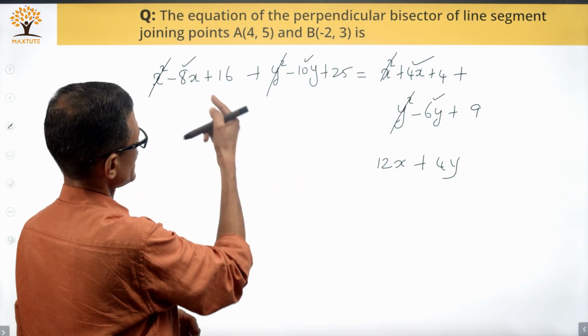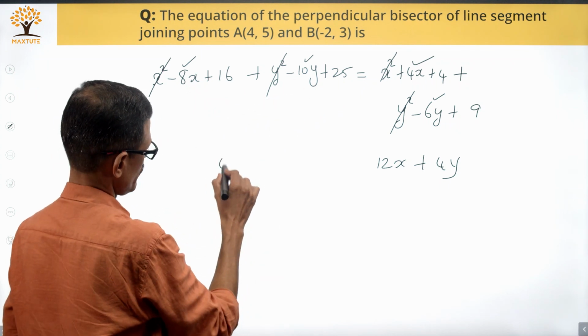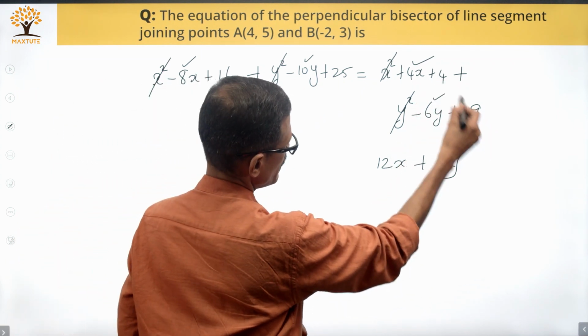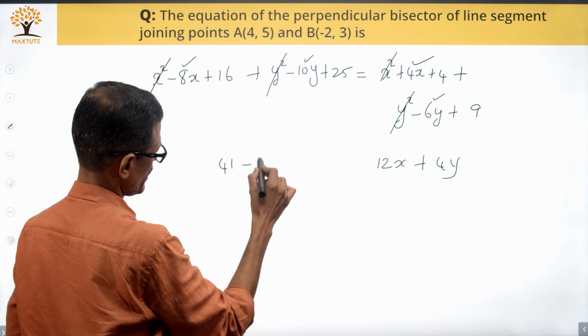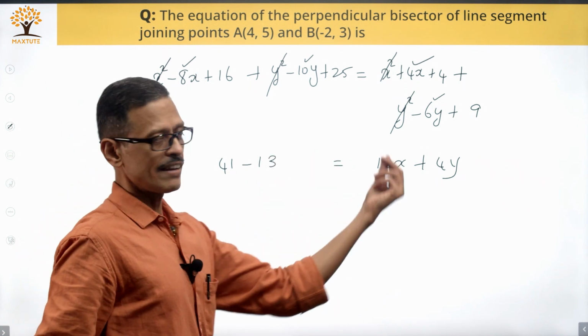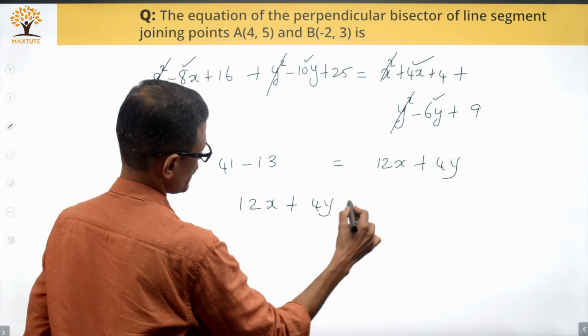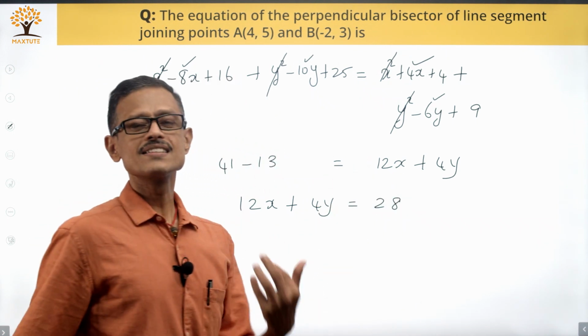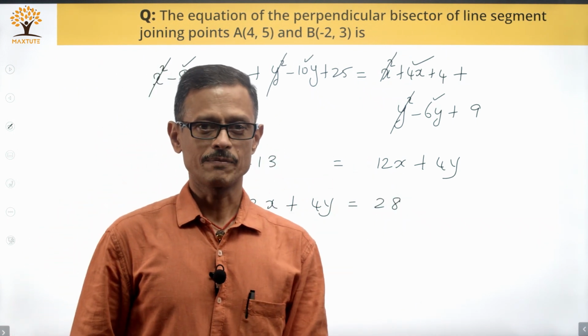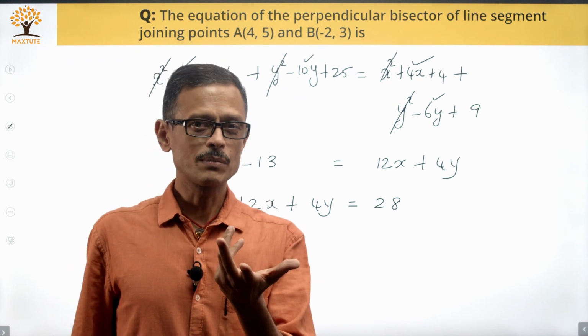Keep the constants this side. 16 plus 25 is 41. 9 plus 4 is equal to 13, so it will become minus 13. So 12x plus 4y is equal to 28 is the equation of the perpendicular bisector. Right. Why is this the equation of the perpendicular bisector?